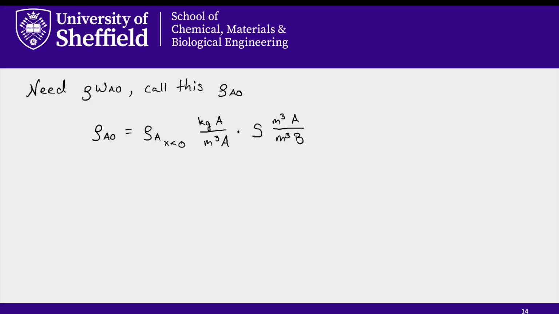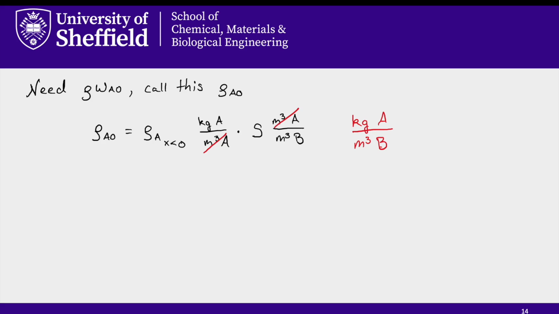And if we multiply that by the solubility we're given, which has units of volume of A per volume of B, you can see that these two cancel out and we're left with something that has units of mass of A per volume of B. This is not quite what we want for rho A naught. The units of rho A naught should be mass of A over volume of A plus B, the total volume.